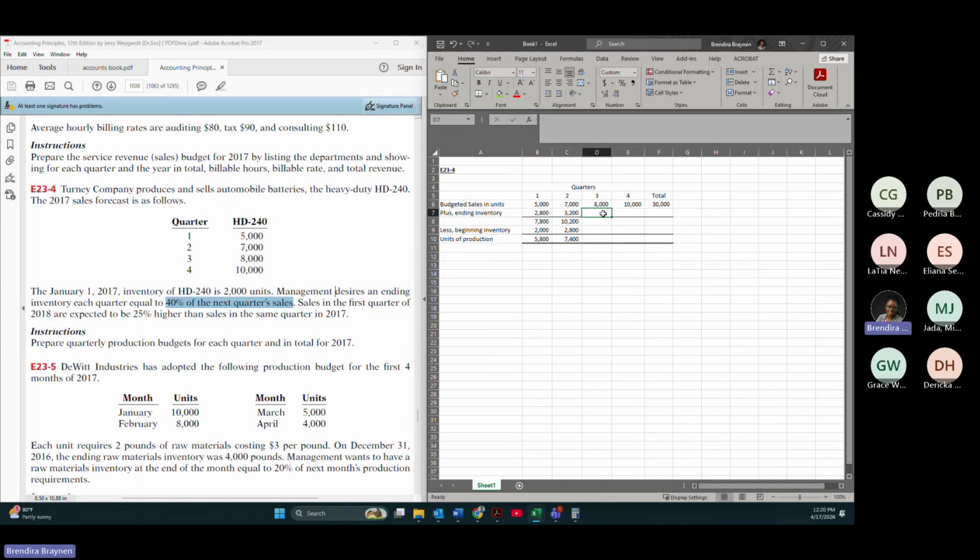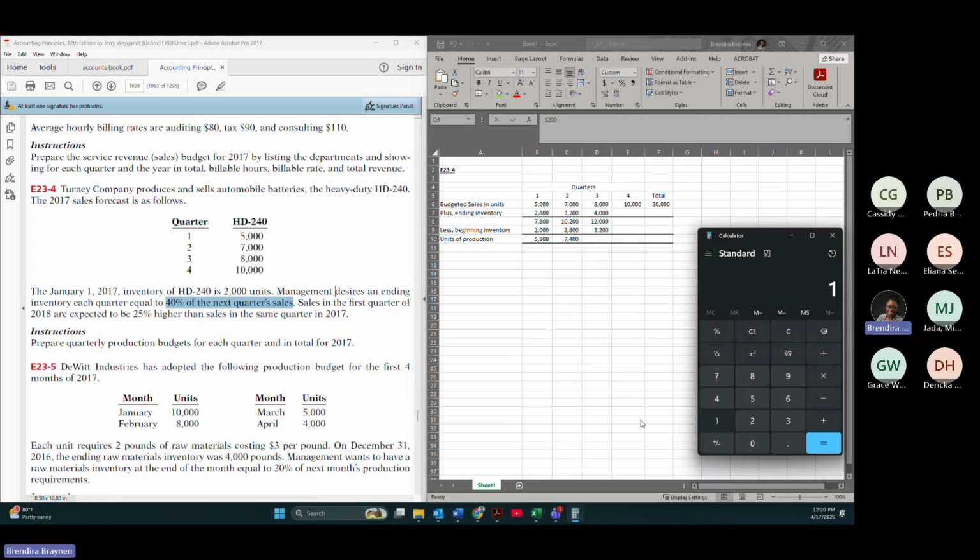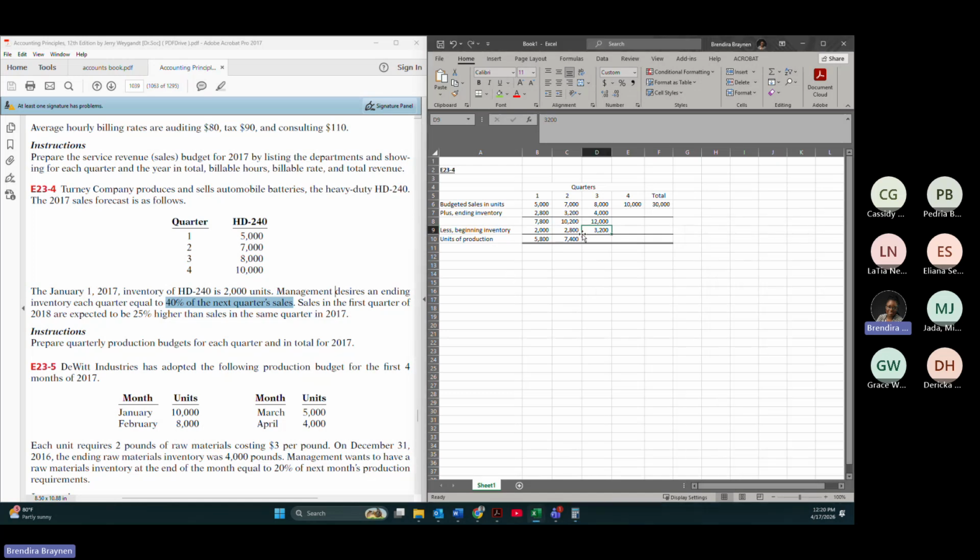And then we just keep going. So beginning is the same thing as ending here. So 3,200 is what I put here. I'm looking at the next quarter's sales, 10,000. 40% of 10,000 is 4,000. So 8 plus 4 is 12,000. 12,000 minus 3,200 is 8,800. And so that is the production for that particular quarter.